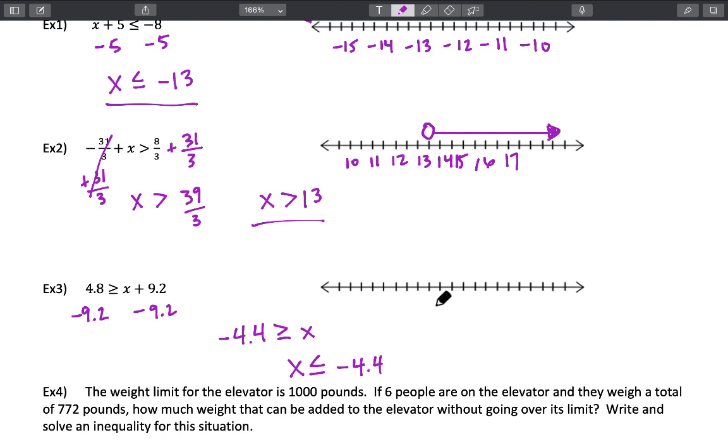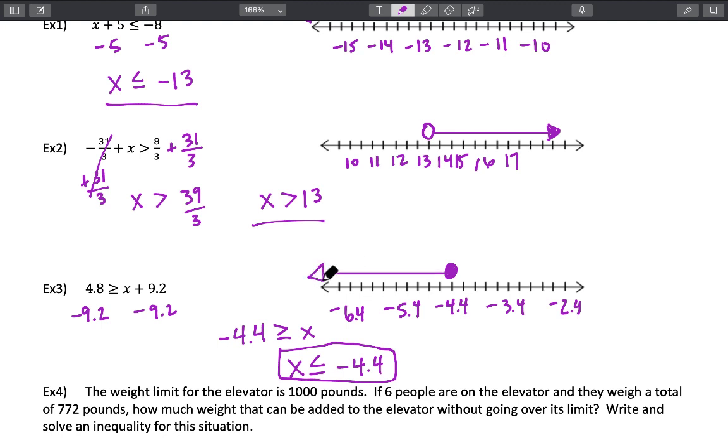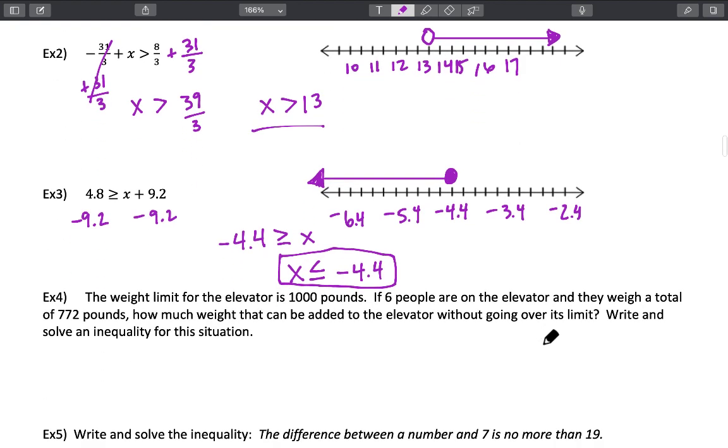Once again, we're going to label -4.4 right here in the middle of our number line. And moving to the right, we've got -3.4, -2.4. To the left, we've got -5.4 and -6.4. This is just one way to number your number line. We want all x values less than or equal to -4.4. We're going to start with a closed circle because -4.4 is a solution, and we're going to draw our arrow to the left and color that arrow in. There is the graph of our solution set.